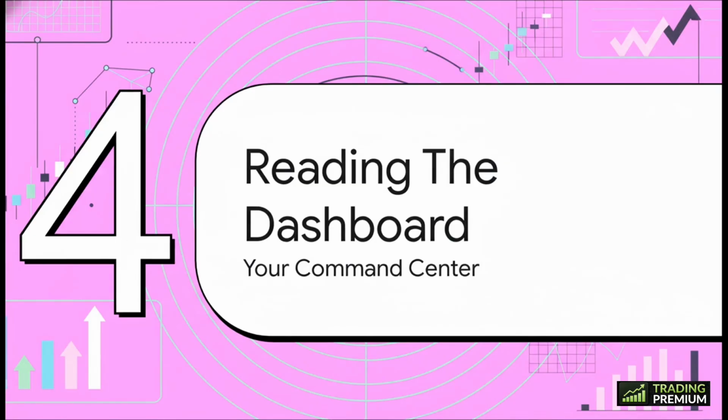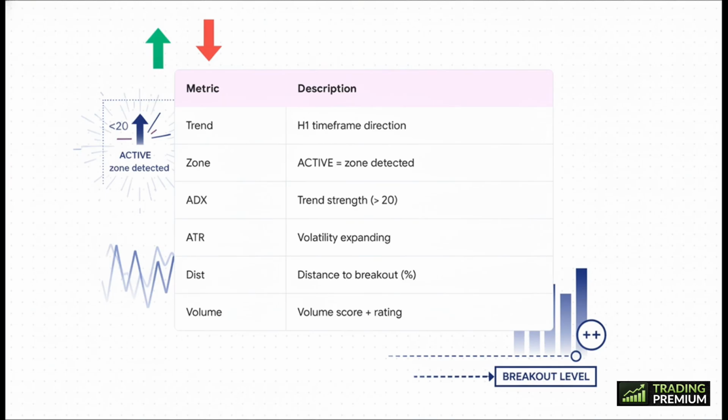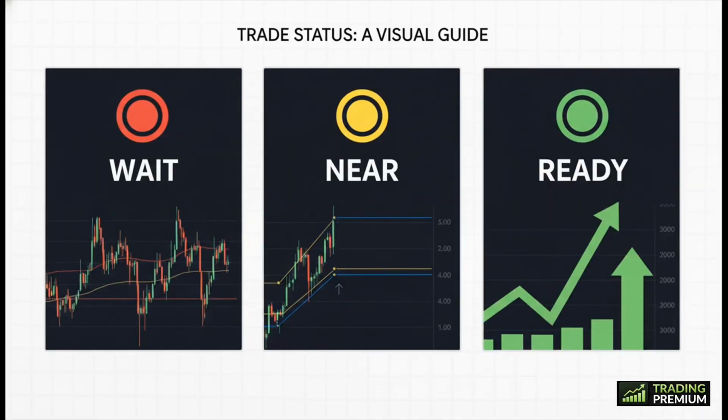So you've got all these amazing features working in the background. But where does it all come together? It all feeds into this one simple, easy-to-read dashboard. This is basically your command center, giving you the full picture in just a single glance. Let's just quickly run through it. You get the higher time frame trend, a check if a zone is active, trend strength with ADX, and if volatility is expanding with ATR. It even tells you exactly how far away you are from the breakout level, and of course, it shows you that crucial volume score.